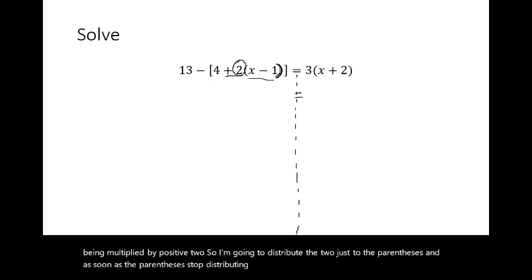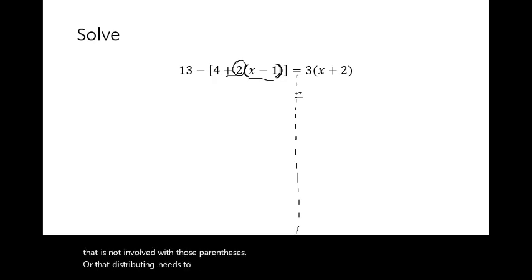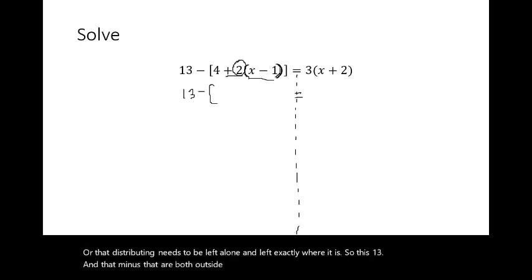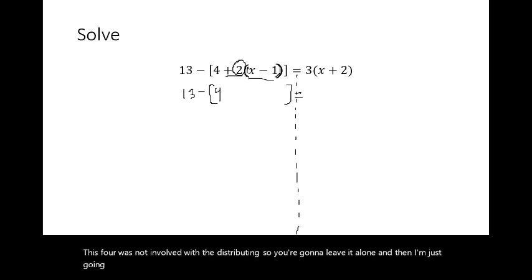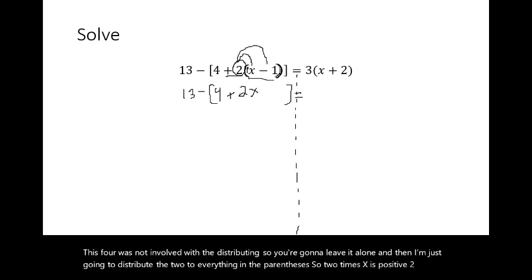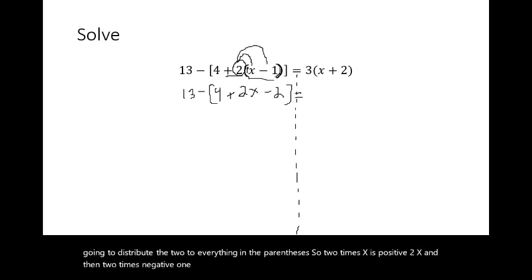Now on this side of the equal sign, anything that is not involved with those parentheses or that distributing needs to be left alone and left exactly where it is. So this 13 and that minus are both outside the brackets, leave them alone. This 4 was not involved with the distributing, so you're going to leave it alone. And then I'm just going to distribute the 2 to everything in the parentheses. So 2 times x is positive 2x, and then 2 times negative 1 is negative 2.